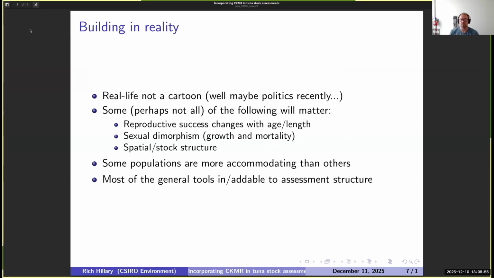I used to think reality wasn't a cartoon, but you might do, fun politics might suggest that's not the case. But in our reality, some, perhaps not all, of the following are going to matter. So reproductive success changes with age or length, right? Fecundity increases, maturity increases with age or length. You're going to be more likely per capita to be a successful parent. Sexual dimorphism, you've got differences between males and females in terms of both growth and mortality. And then you can layer onto that any spatial or stock structure that's in there. Some populations are more accommodating than others. We'll talk a bit about that later, but most of the general tools that you're going to need are either in or are modifiable or addable to the assessment structure. So a lot of the basic building blocks are in there. You just have to know how to put them all together to construct those probabilities.